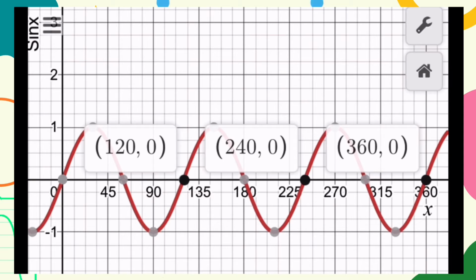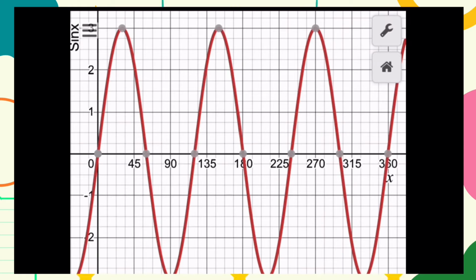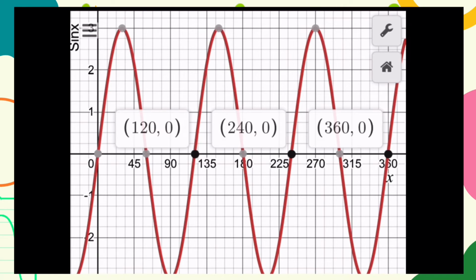Okay, let's say I change the amplitude. The period still remains the same. It's still 120, it's still 240, and 360. Every 120, there will be one sine graph appear. So changing the amplitude won't change the period, right?